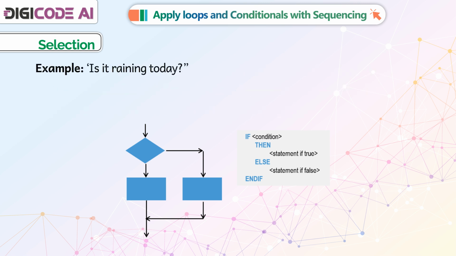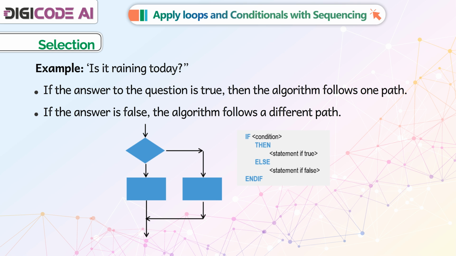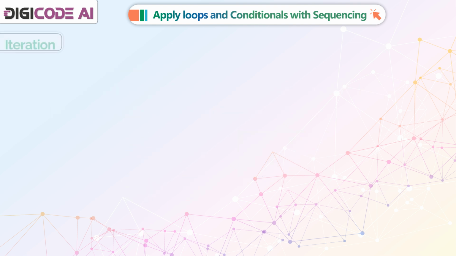Example, is it rainy today? If the answer to the question is true, then the algorithm follows one path. If the answer is false, the algorithm follows a different path.